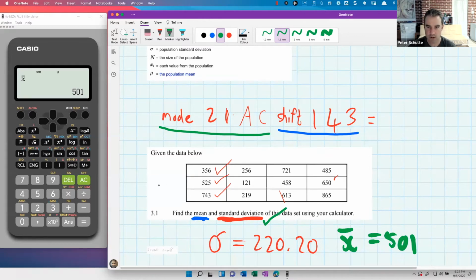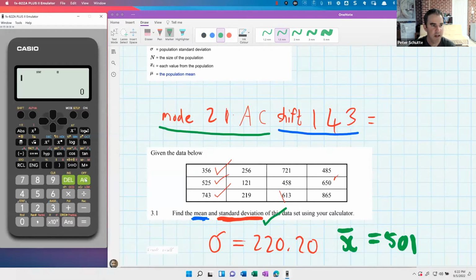Okay, so for the mean, I hit Shift 1, and then it's still 4. So we always go to the variance menu, 4. And then instead of hitting a 3 for the standard deviation, you'll see there's an X with a bar on top. And we hit 2. And then I go equals.